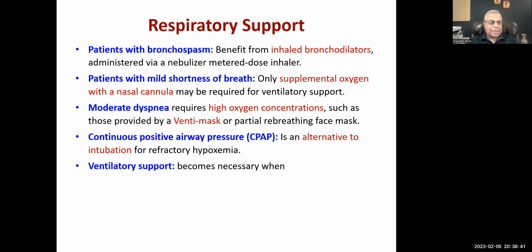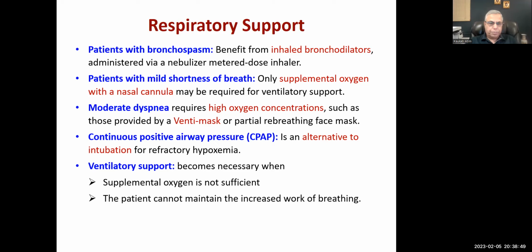Or, if the patient is very, very severe, going into respiratory failure, then you put the patient on a ventilator. Supplemental oxygen is not sufficient. The patient cannot maintain oxygenation. So these are the situations in which you will put the patient on ventilatory support, okay?